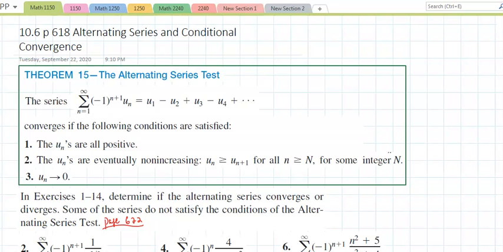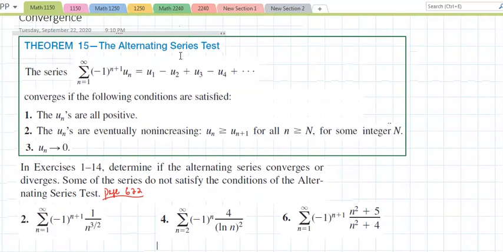Section 10.6 is on page 618 and has two components. One talks about the alternating series. This is a very simple, straightforward series, really nice to play with. And conditional convergence is a bit confusing until you see a few examples.